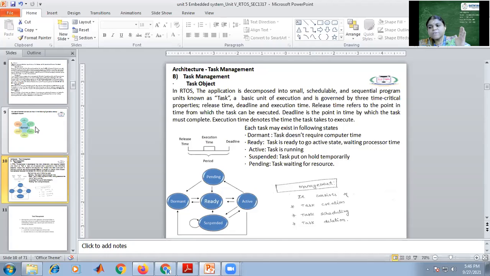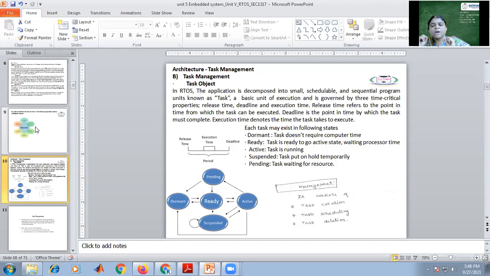Likewise, writing an examination is a big application, but it is divided into small units like preparation of question paper, uploading, dispatching, receiving of question paper, execution, that is writing of answer, then submission of answer sheet. So that is divided into small units, and I can call each small unit a task.